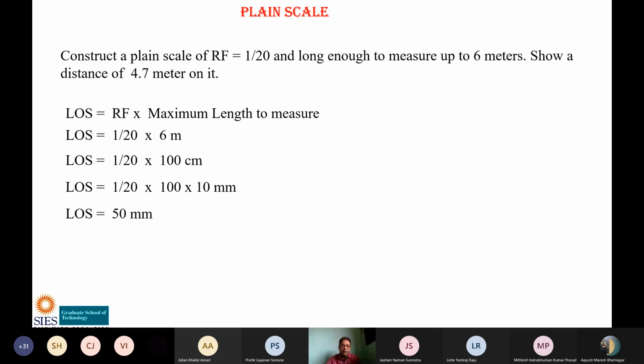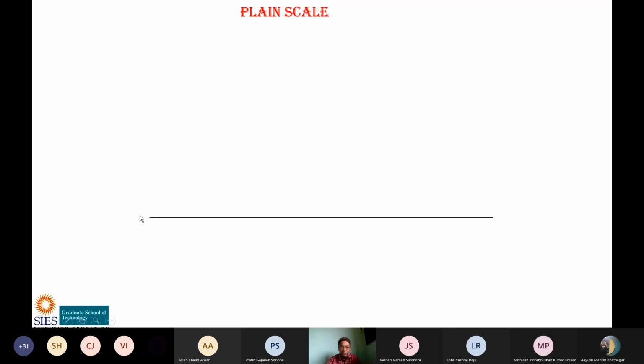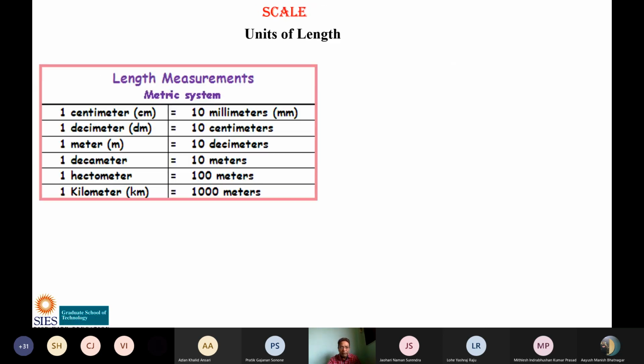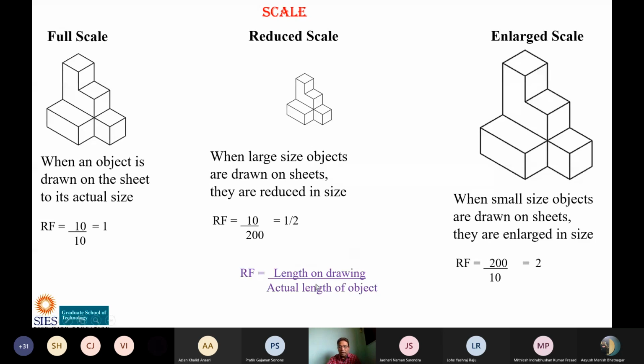Each student may take a different length, and she will start drawing the line like this, and then it will be divided into different parts. Then what is the purpose of RF here? Is the representative action used anywhere in this 50 mm or 70 mm or 80 mm? No. That's why, now if you see, what is RF? Length on drawing upon actual length of the object.